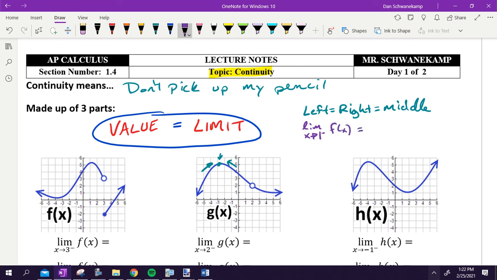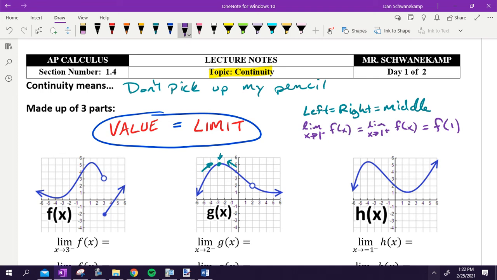The limit as x approaches 1 from the right of f of x has to be equal to the limit from the left, and that would need to be equal to f of 1. That's the middle. That is a setup that we have to show. If you do not write limit notation when you're talking about continuity, you will not get points for it.